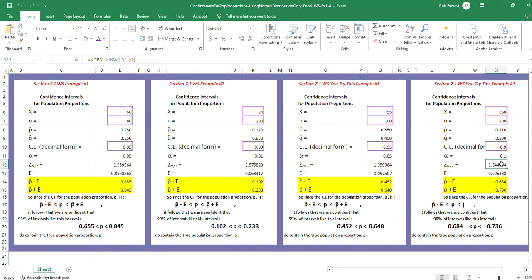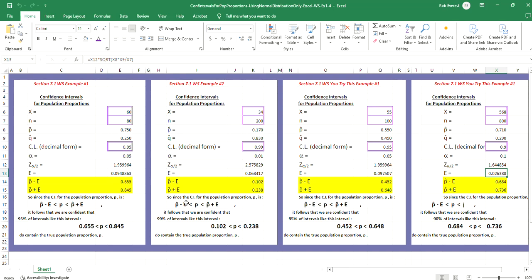But this is a more accurate value, again using the norm inverse function in Excel, then using the formula to compute the error. It then adds and subtracts the error from the sample proportion to find the confidence interval. So you can put in your values in here, and it'll change all of the values for the error and the critical value and the left and right boundary of that interval.